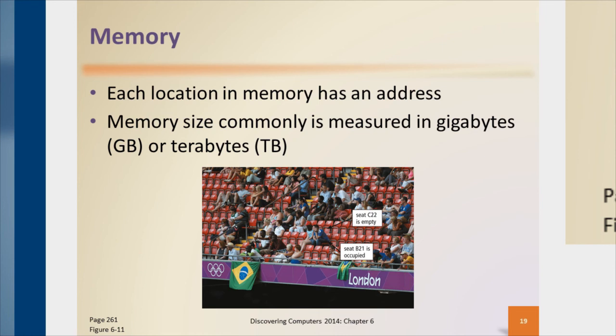We can access certain seats, but we can't access other seats. Some seats are already filled. So if we have anybody else that comes in, we can't put them in a seat that already has a person in it. We have to find a seat that does not have a person in it.